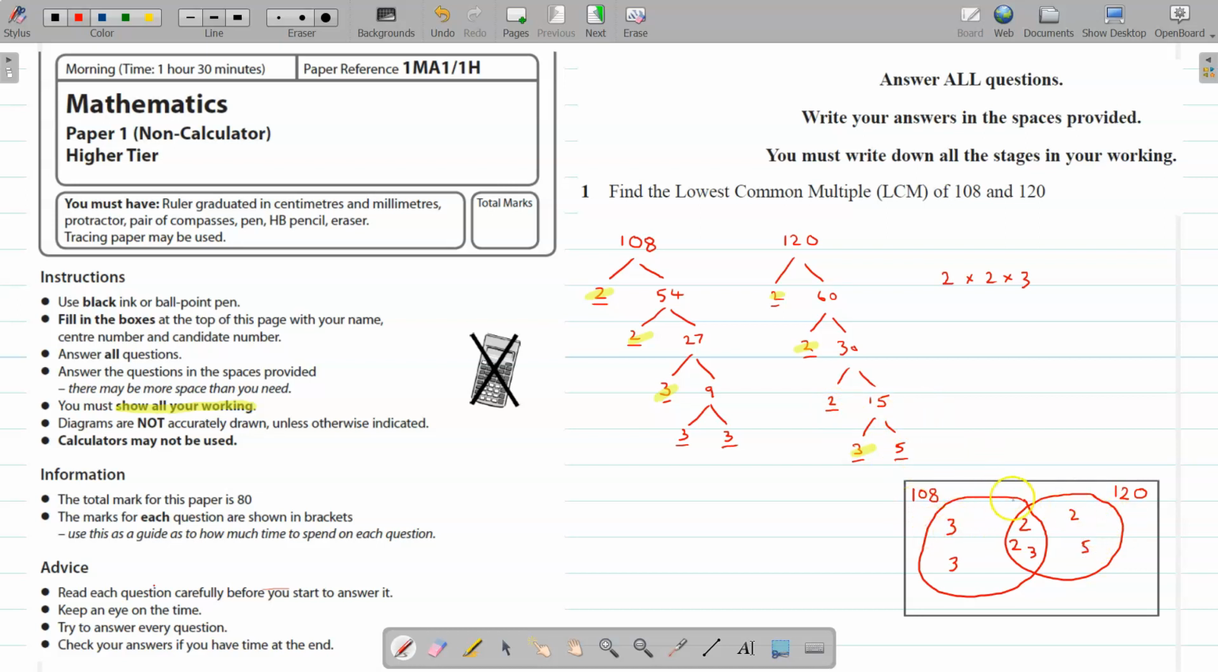Now, if I multiply what I've got there with what's left over, I've got 12 there times 3 times 3. That's using these two here. 12 times 9, which is 108, and then I've got 2 times 5, which is 10, so 108 times 10, which is 1080, and that's the lowest common multiple.